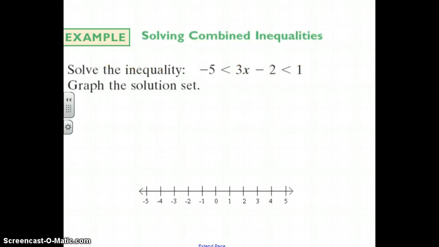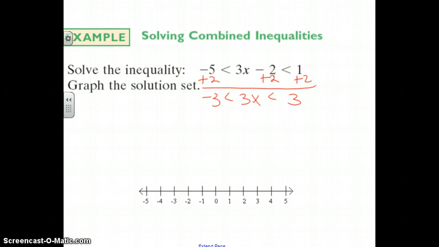So, combining a couple inequalities. This is called a compound statement where I've got two inequalities. I would go ahead and add 2 to both sides. So I'm adding 2 to this side and adding 2 to this side for a total of negative 3 is less than 3x, which is less than 3.